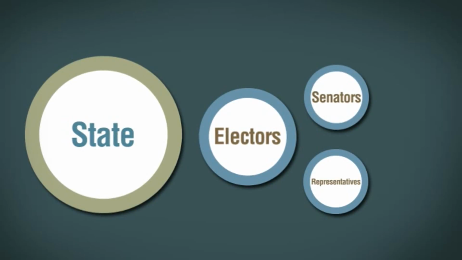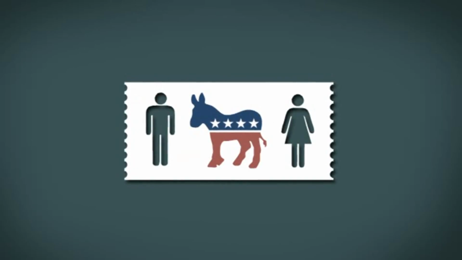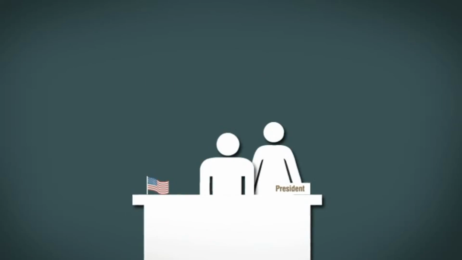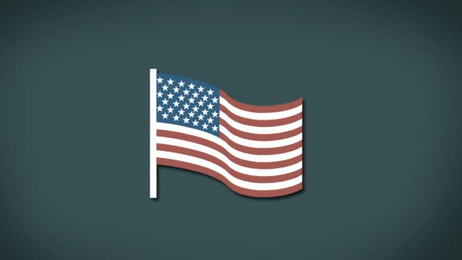In most states, all the electors will vote for the presidential ticket which received the most support in the public vote. Finally, the presidential ticket with the most Electoral College votes becomes President and Vice President of the United States of America. So that's how things work in the US. A democracy like the UK, but on a much larger scale.